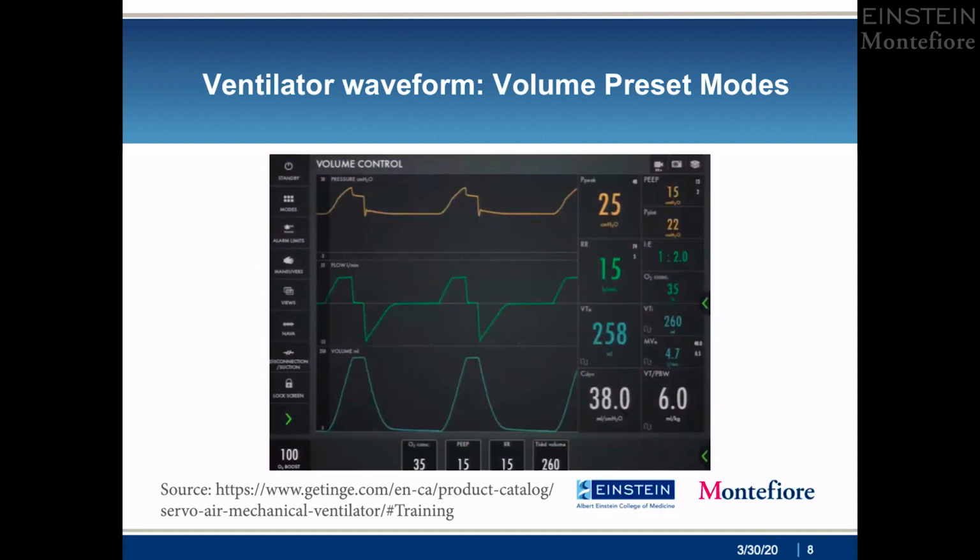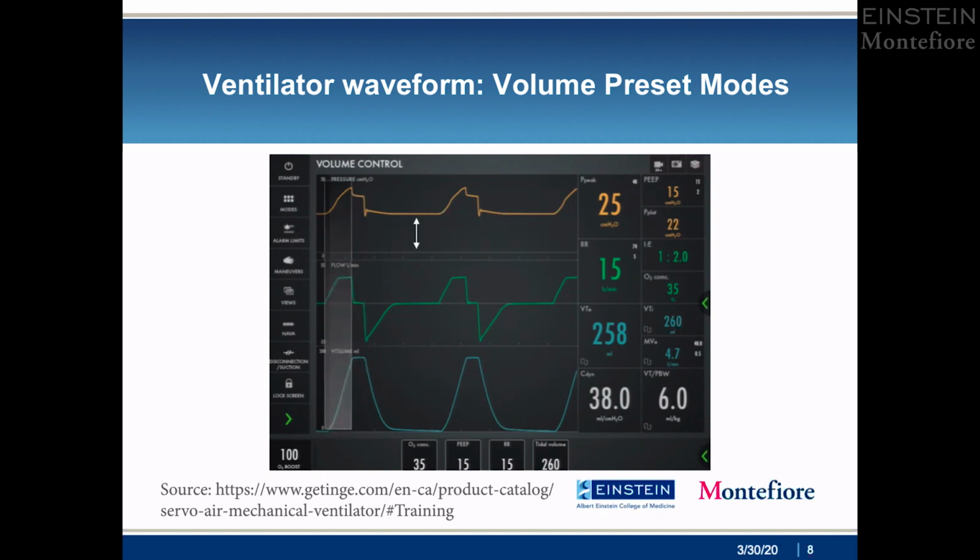These are the waveforms in the volume preset modes. Compared to the waveforms in the pressure preset modes, the tidal volume is delivered at a constant flow. Another difference is the presence of an inspiratory pause. During this period, no gas is delivered and the pressure will consequently drop. Now, how much it drops is dependent upon the airway resistance.